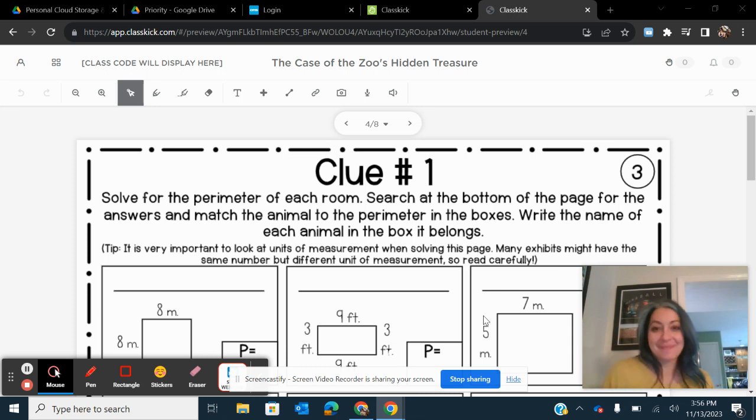Hey, third graders, Miss Whitford here, and I am just going to give you a quick introduction to perimeter. Perimeter is coming. It's something that we will learn about, just not till later.